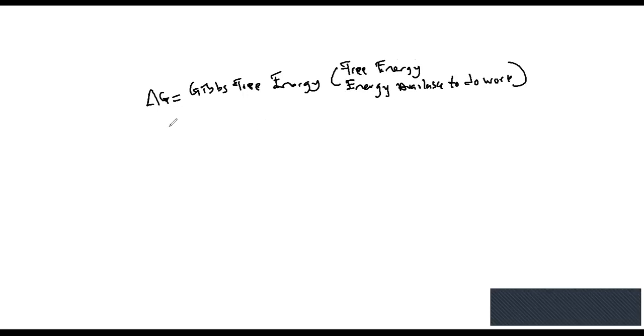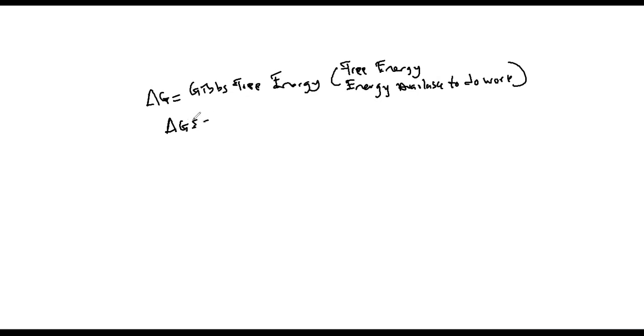Now take note, this is the formula for Gibbs free energy. Change in G equals change in H. Is it plus or minus? I think it should be minus T change in S. Let me confirm that, but I think it should be correct. Change in G equals change in H minus T change in S.